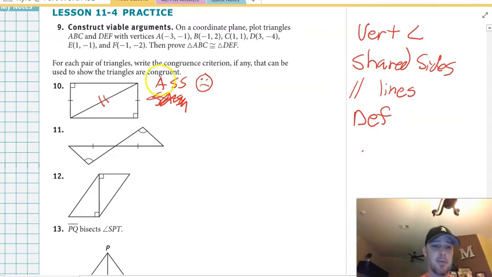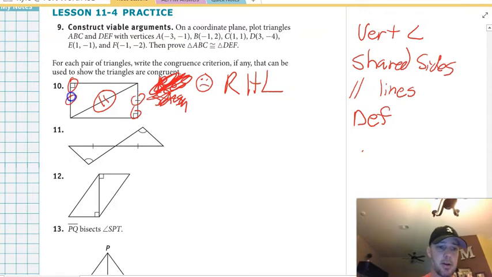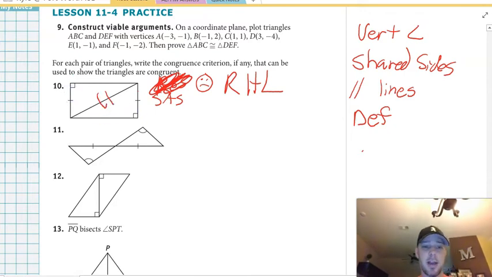However, because this is a right angle, we don't have angle, side, side. We have a right angle, a hypotenuse on both of these, and a leg on each one of these. So we actually have RHL on this one after we get those shared sides in the middle. So we could say RHL.